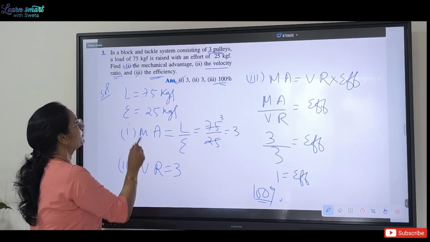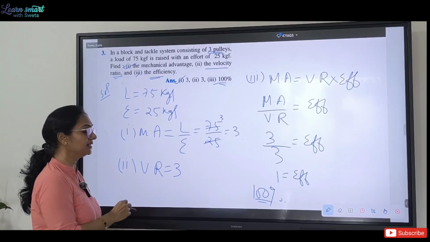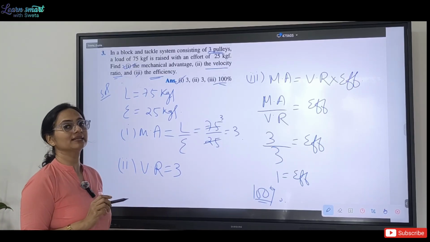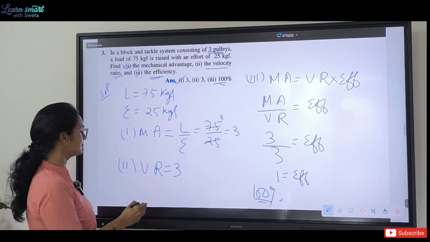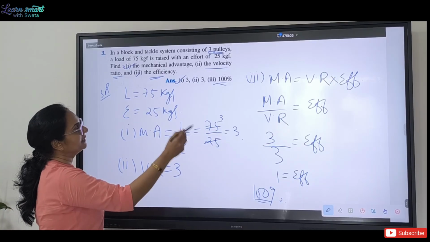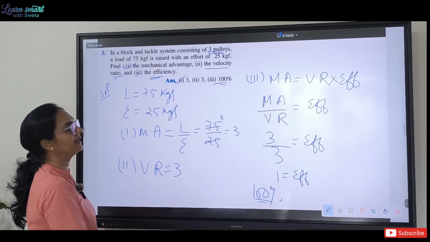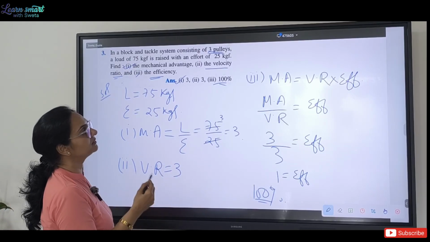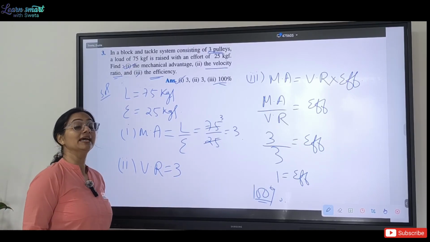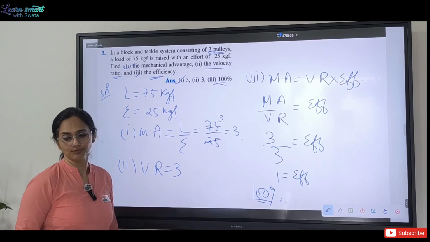So simply by using mechanical advantage as load upon effort, and you have to remember that in a block and tackle system, the velocity ratio equals n, that is the number of pulleys. So it will be 3, and then you can use the formula, mechanical advantage is equal to velocity ratio into efficiency, to calculate the efficiency, right? Let's see the next question, question number 4.